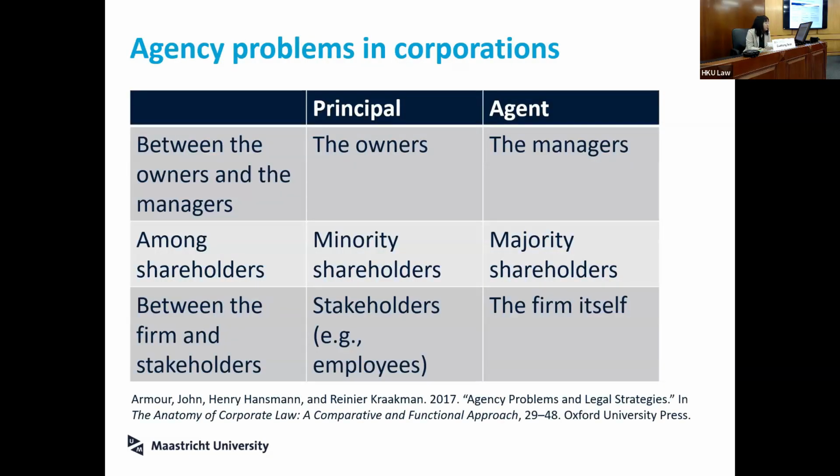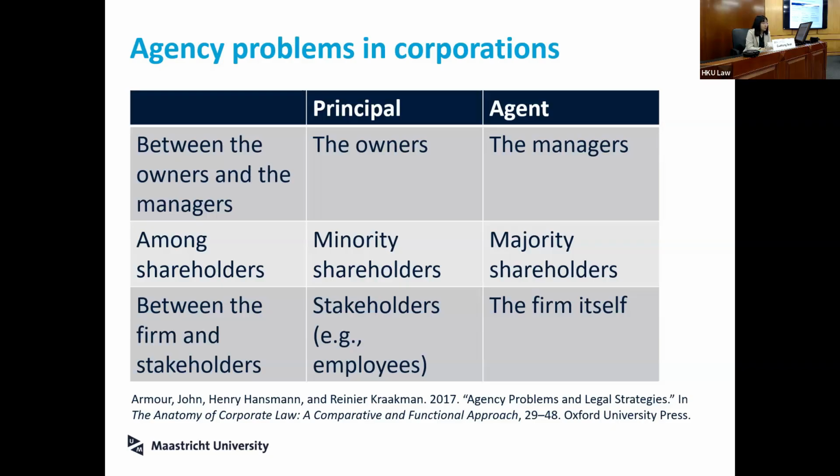Okay. So based on that, we can look at how employees may get involved in agency problems. Before that, we have introduced the typical agency problems in corporations. There are three typical types of agency problems. The first is between the owners, normally the shareholders, and the managers. In this case, the owners will be the principal and the managers will be the agent. So the managers could steal or commit fraud against the shareholders, and they can pursue their personal interests rather than the interest of the shareholders.